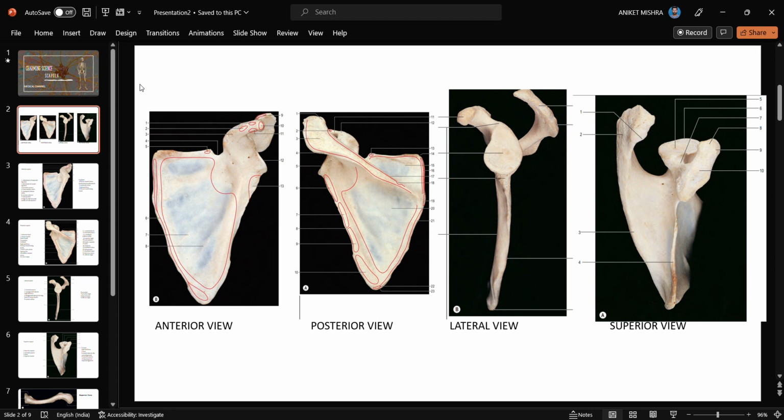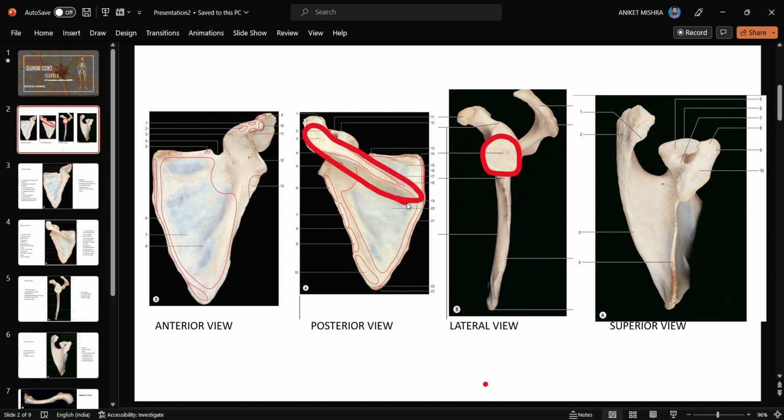For side determination, we see that on the lateral side, this is the lateral view. Let me mark it. On the lateral view, we see that the glenoid cavity is present. The dorsal surface is convex and is subdivided by a triangular spine. When we look at the dorsal aspect, it is a little convex and has a spinous process.